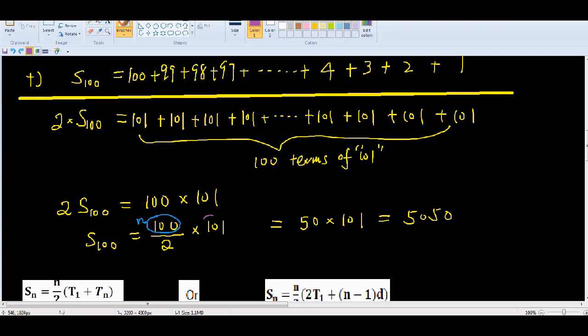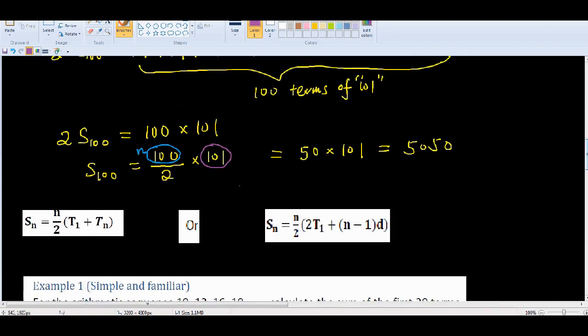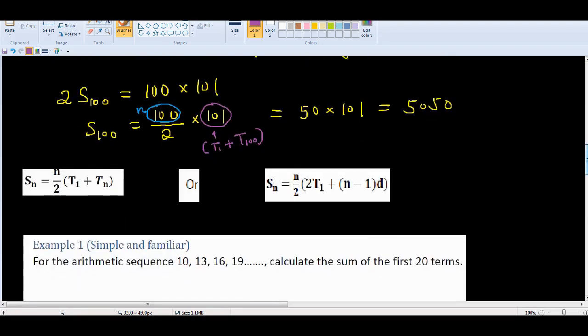Okay, how about this number? This number is from 1 plus 100, 2 plus 99. So simply we could say this number is our T1, the first term, plus T100, the 100th term. So we could say S100 equals the number of terms divided by 2 times the sum of the first term and the last term. That's how we get this formula or this rule.